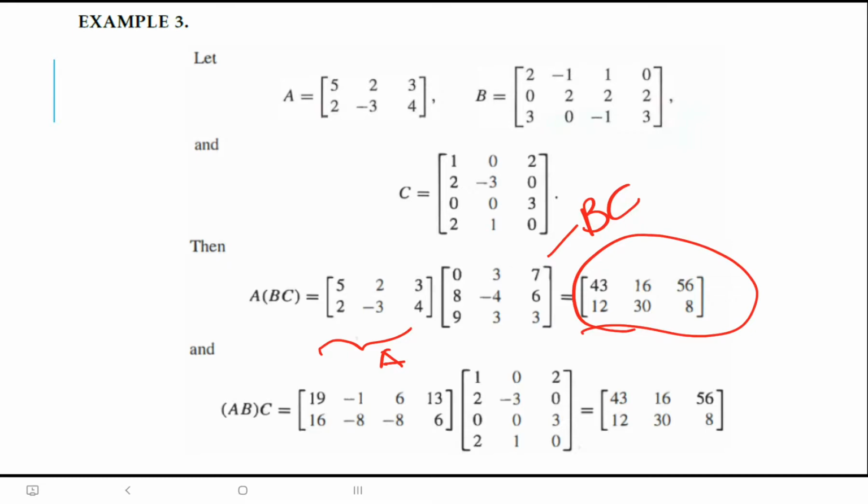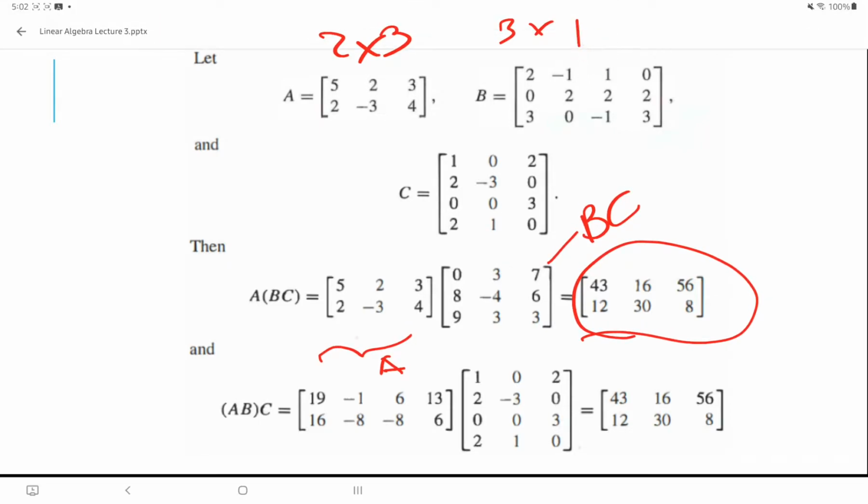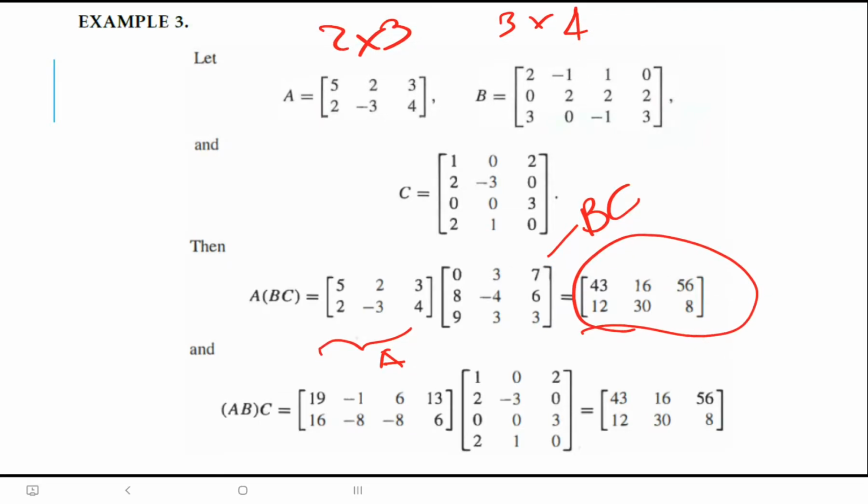Okay? And then, kung ginawa nyo naman yung opposite, A times B muna, pwede bang ipag-multiply si A at saka si B? Yes, kasi si A ay isang 2 by 3 matrix, and ito ay 3 by 4. So, pag pinag-multiply natin si A at B, magkakaroon tayo ng 2 by 4 matrix. So, ito yung AB natin, and then ito si C.